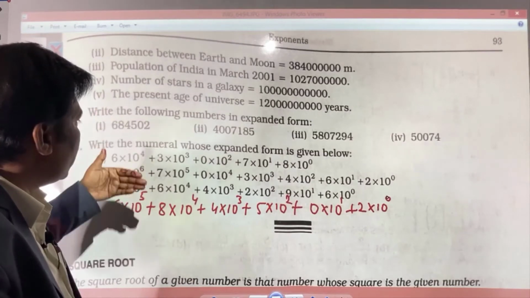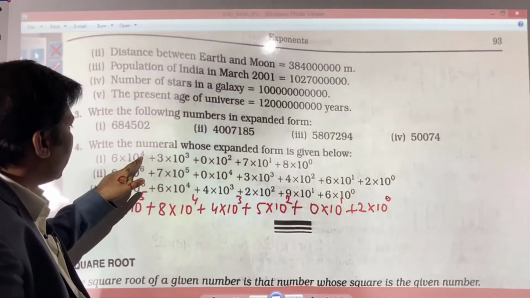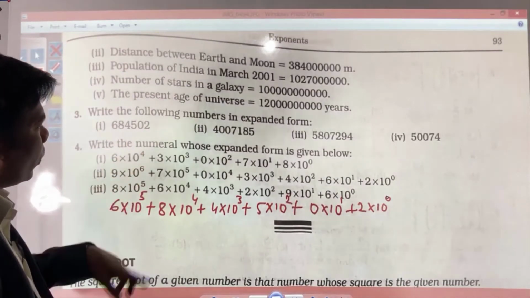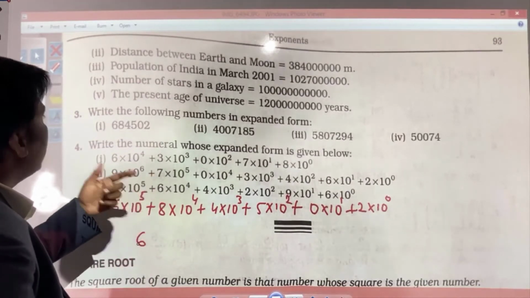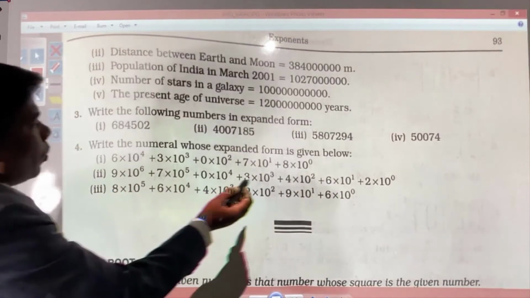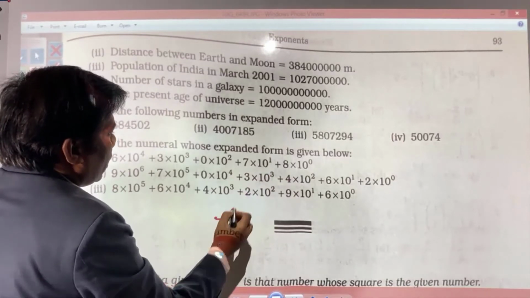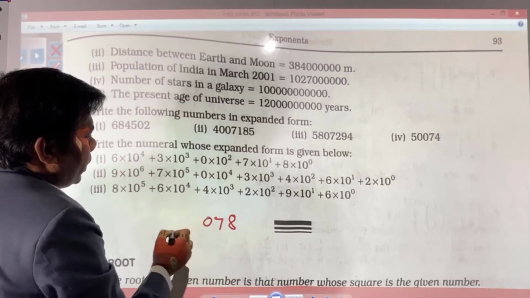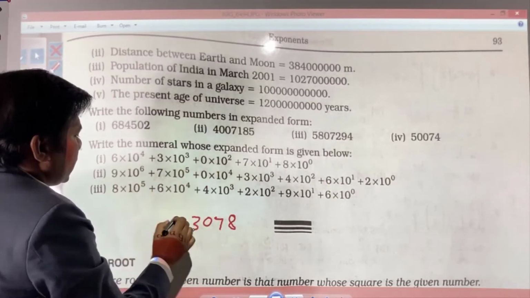Just opposite to it you need to write down. Here you see 6, and how many zeros are there? 4 means 4 zeros are there, 10 to the power 4 you have. So you write 6, or it will be better you start writing from the ones digit. So ones digit you have 8, tens digit you have 7, then the hundreds digit you have 0, and then you have 3, and then you have 6.